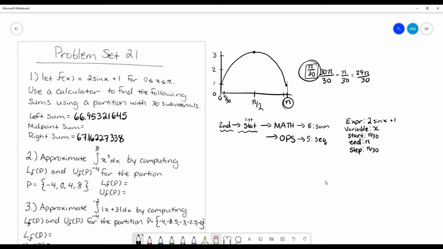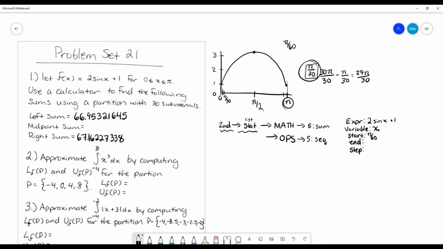And then we want to do that midpoint sum, which is just a little bit trickier, because that's going to be right in between here. So instead of a step of pi over 30, we're going to go right halfway between, no, we still have a step of pi over 30, sorry. Instead of a starting point of pi over 30, we're going to go right between that, which is going to be pi over 60.